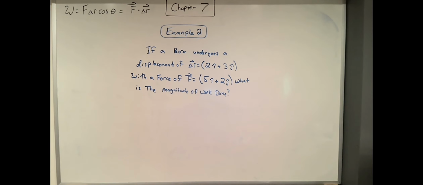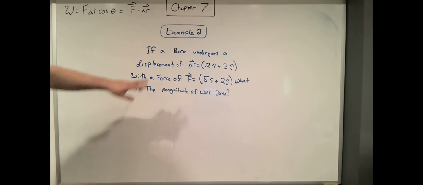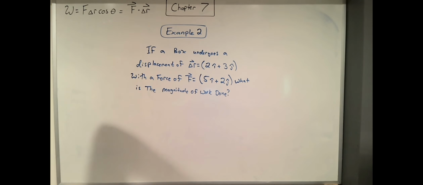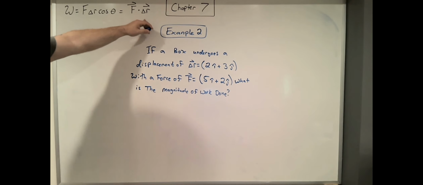Okay, so example 2 is going to be the second half here of the work equation, the dot product. If a box undergoes a displacement of change in r, a vector quantity in component form, 2i plus 3j, with a force of 5i plus 2j, what is the magnitude of the work done? Now, being that we have vector form, we need to use the dot product form of the equation. So it's F dotted with change in r.